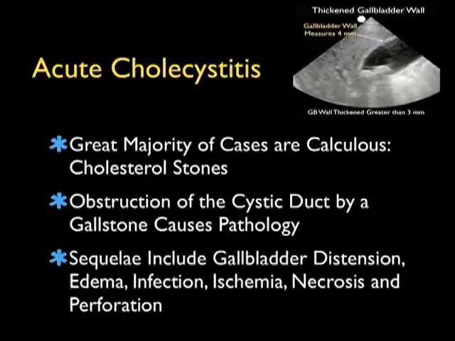Acute cholecystitis is usually caused by obstruction of the cystic duct by a gallstone, resulting in pathology, and the list of sequelae includes gallbladder distension, gallbladder edema, infection or acute cholecystitis, ischemia of the gallbladder wall resulting in necrosis, and perforation of the actual gallbladder.